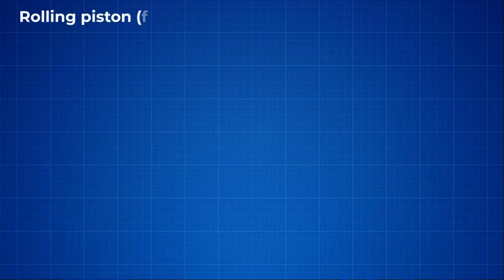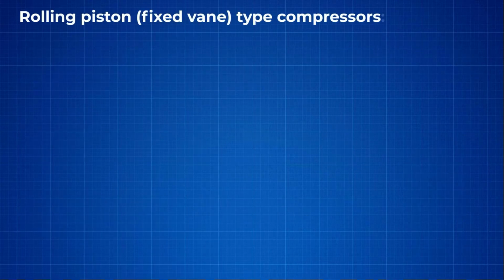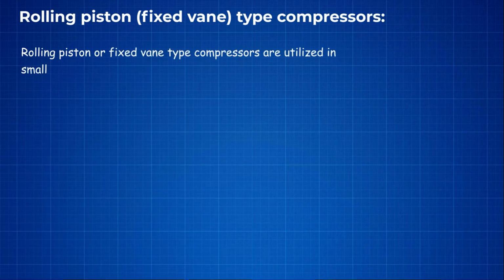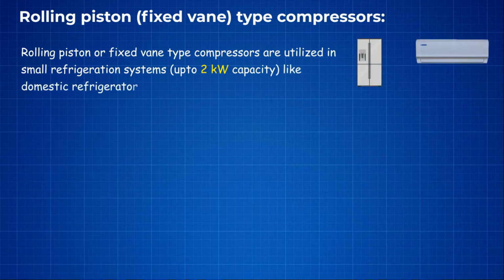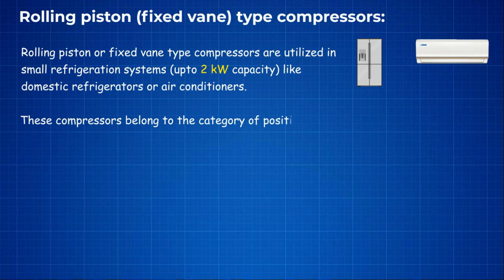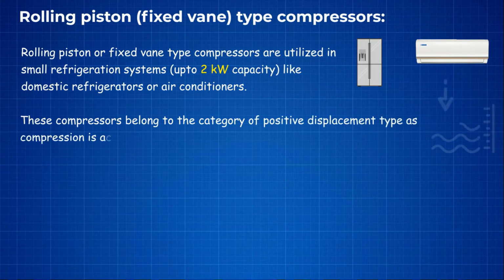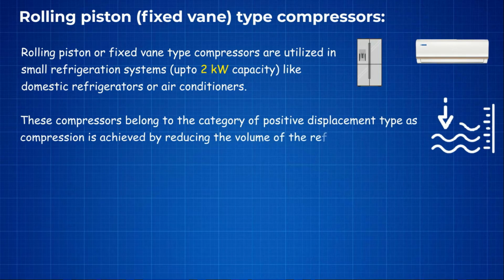Rolling piston, fixed vane type compressors. Rolling piston or fixed vane type compressors are utilized in small refrigeration systems, up to 2 kilowatt capacity, like domestic refrigerators or air conditioners. These compressors belong to the category of positive displacement type as compression is achieved by reducing the volume of the refrigerant.